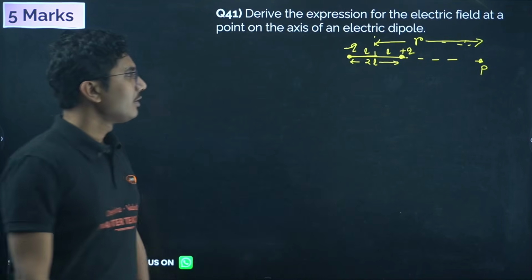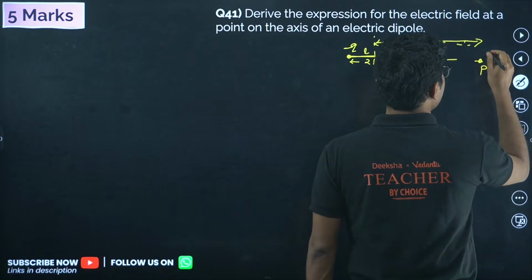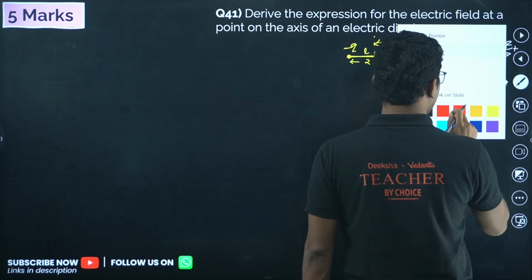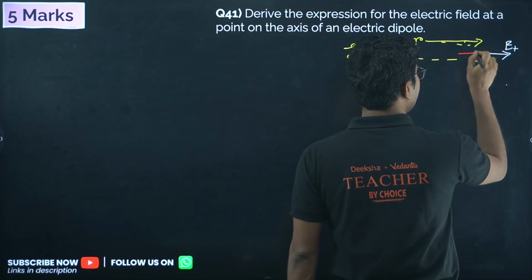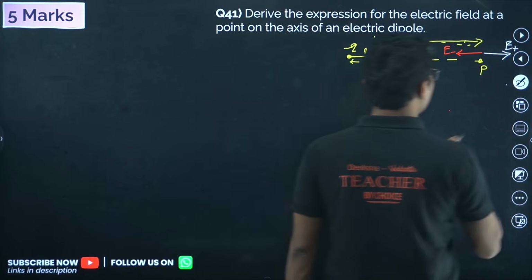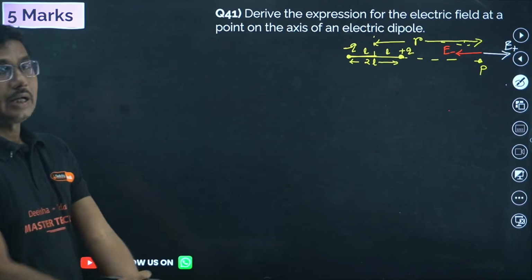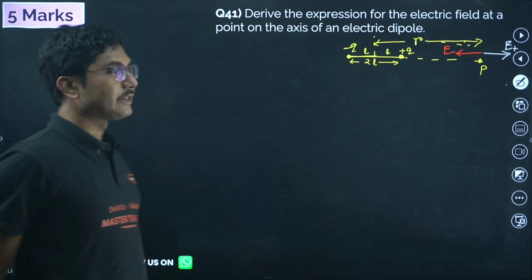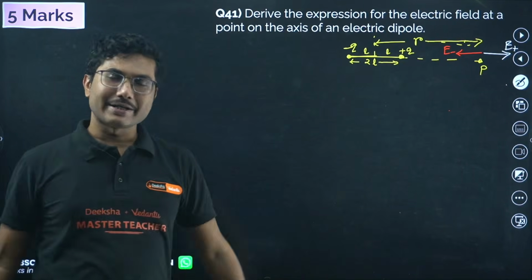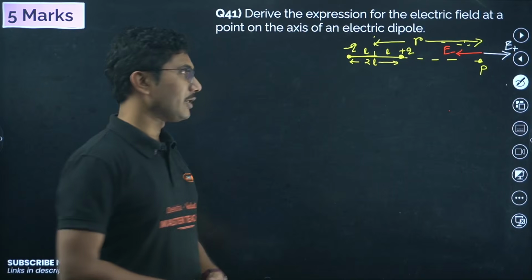Now the electric field due to the positive charge, say this is E plus, and the electric field due to the negative charge, say this is E minus. Both are at different distances, so their electric fields will also be different, right? And electric fields generally get added vectorially. Obviously in this case, because they are in opposite directions, it will be simple subtraction, but if they are acting at an angle, you have to use the vector method of addition.